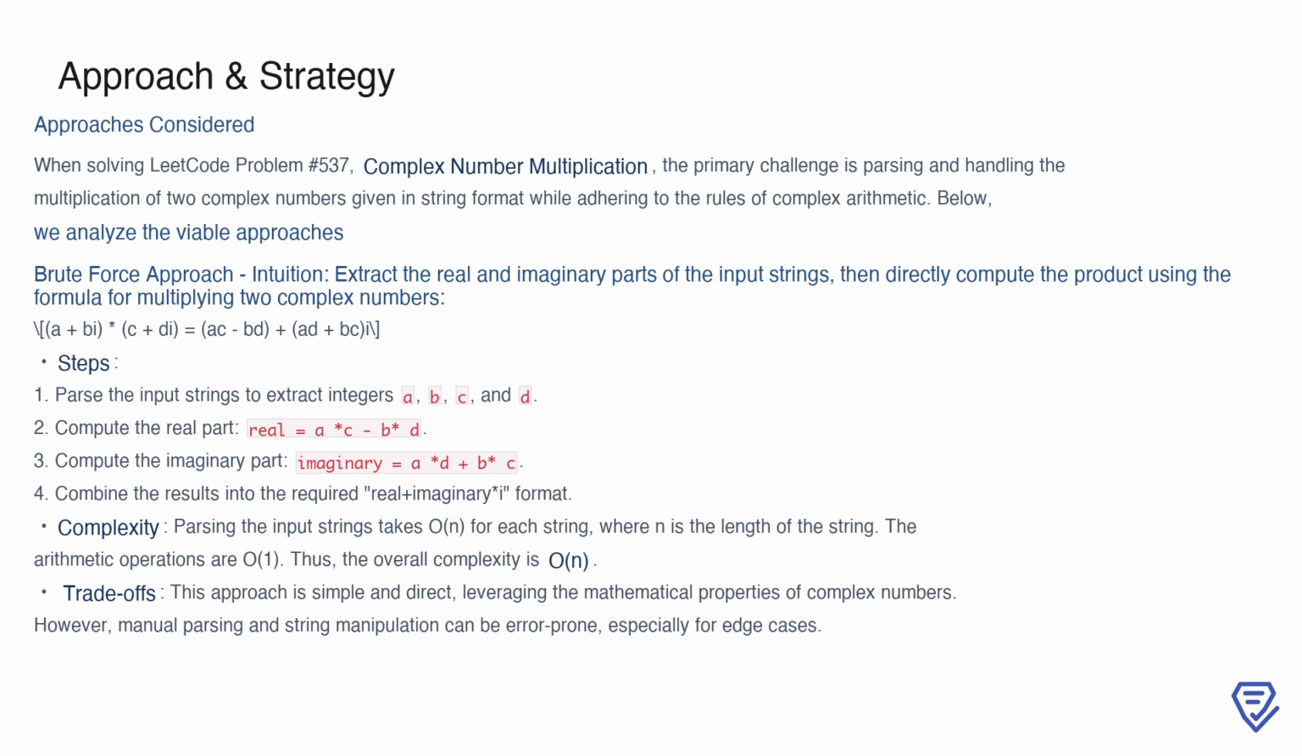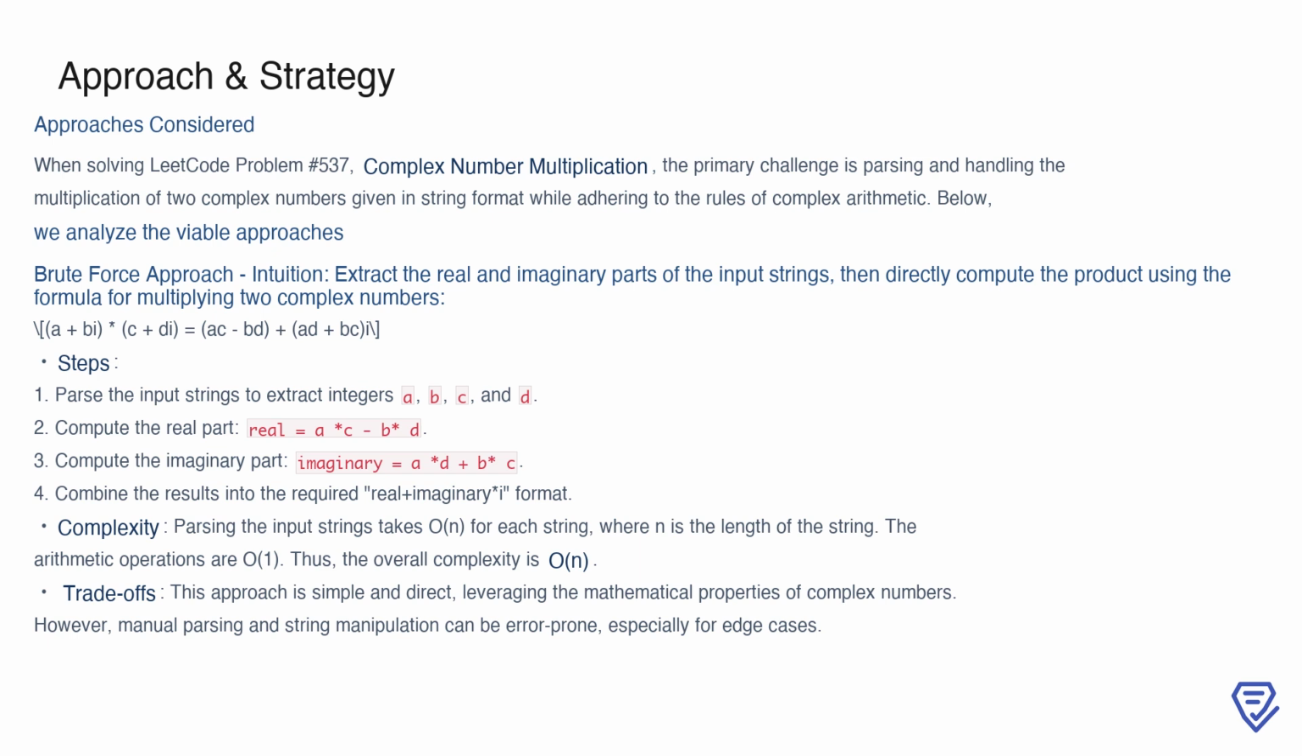When tackling the problem of complex number multiplication, one of the biggest challenges involves parsing and handling the input strings, which represent the complex numbers, and then correctly applying the rules of complex arithmetic. Let's consider the brute force approach as an initial strategy. The intuition here is straightforward. We extract the real and imaginary parts from the given string inputs and compute the product directly using the formula for multiplying two complex numbers.